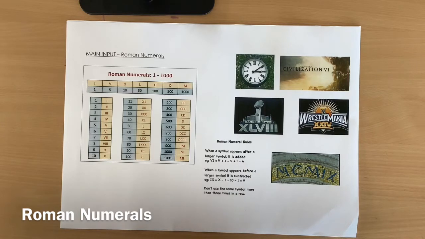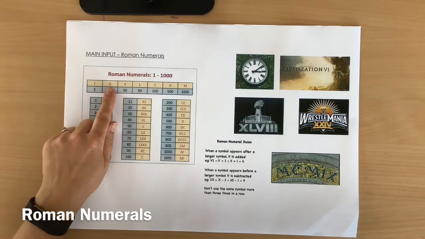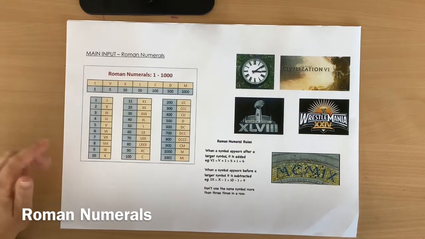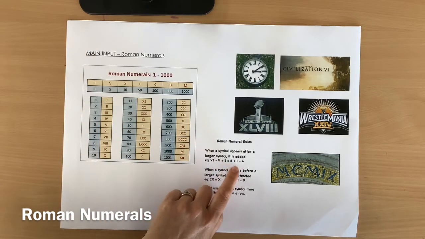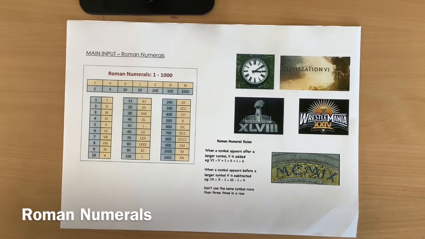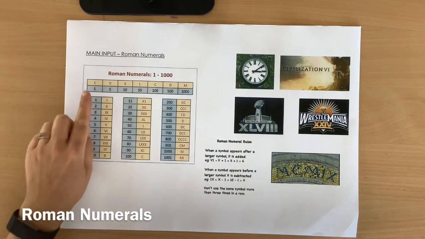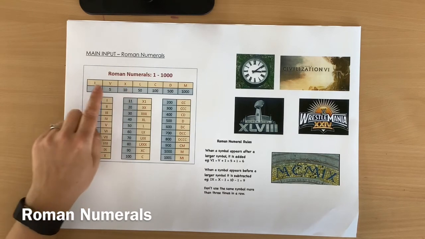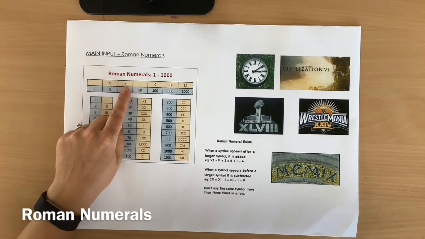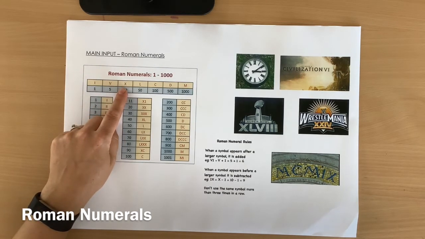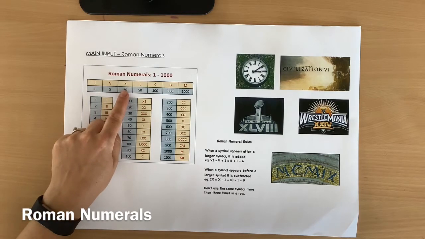Now, the rule is, if a symbol appears after a larger symbol, so if you have the symbol for 5 followed by the symbol for 1, then you add it on. So VI is V add I, which is 5 add 1, which is 6. Okay. When a symbol appears before a larger symbol, it's taken away. So if we had I, then X, the smallest one has come first, so it means it's I away from X, or I subtracted from X. In this case, 1 subtracted from 10.